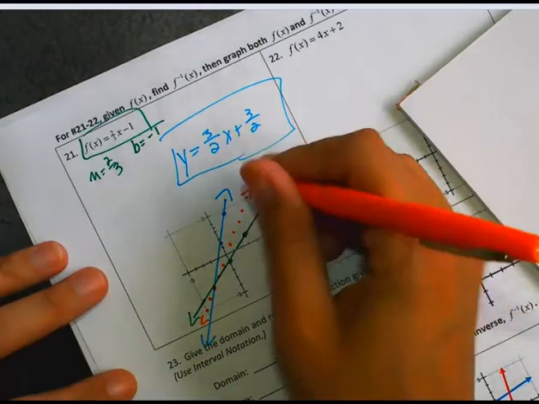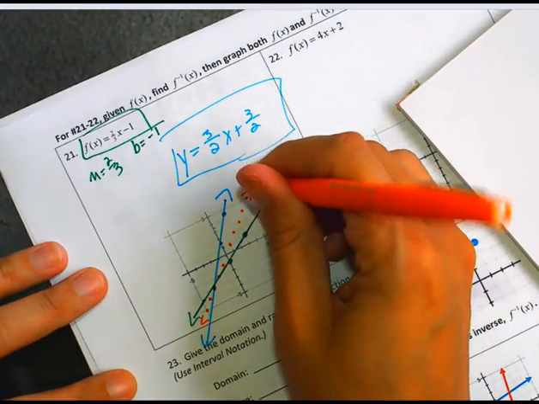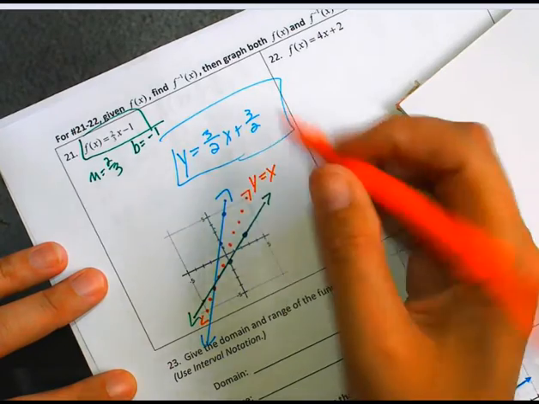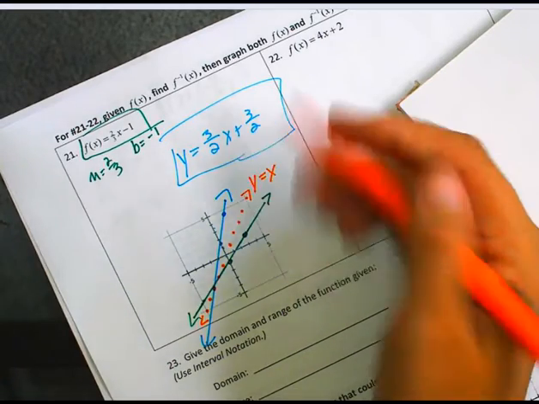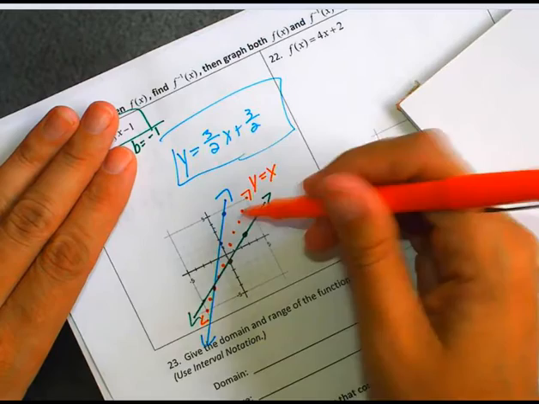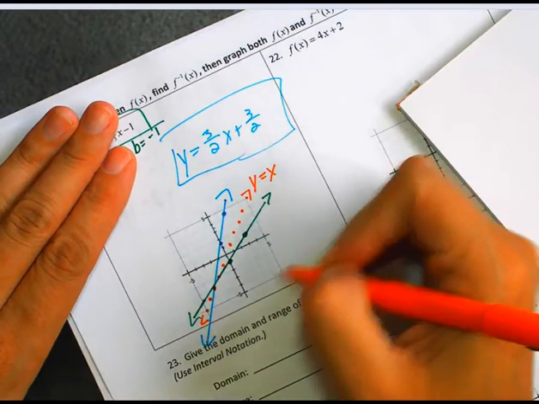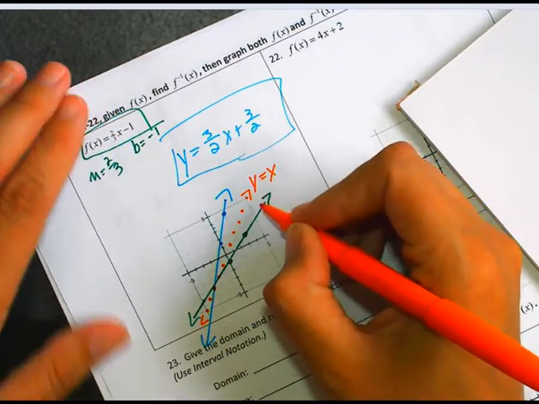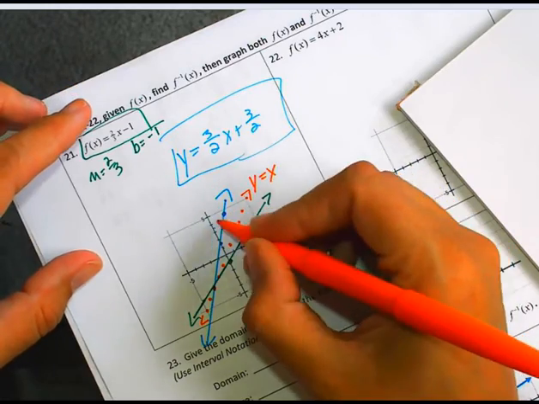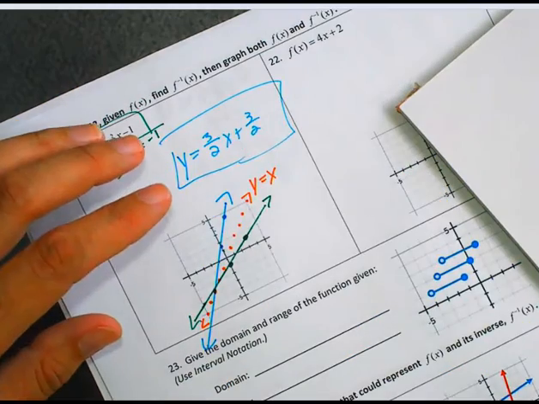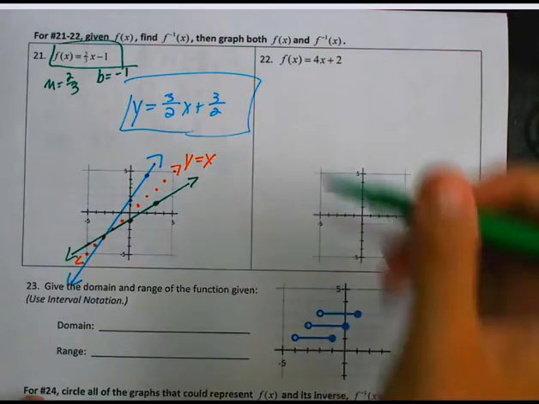Okay, I went ahead and sketched in the line y equals x, because we know that they are inverse functions if they are a reflection over the line y equals x. So I sketched that in so you can see that these two lines are reflections of each other. All right, let's take a look at the next one.